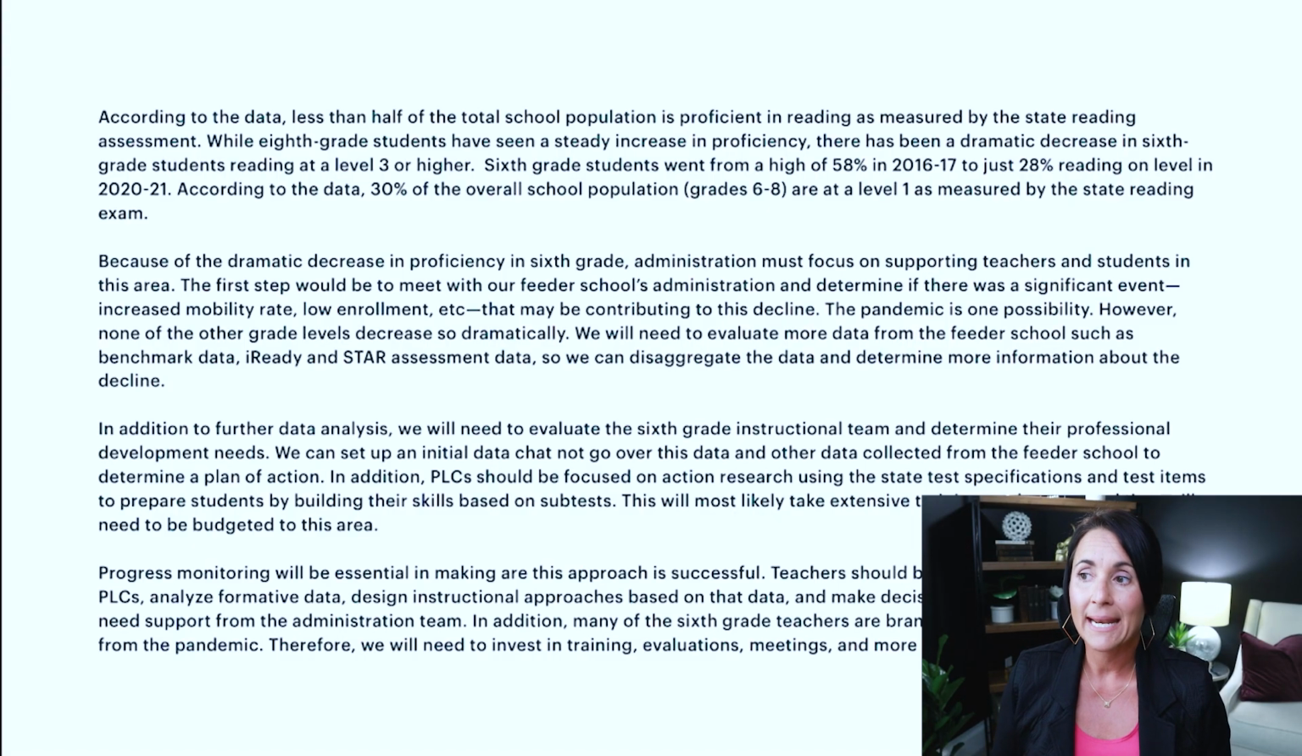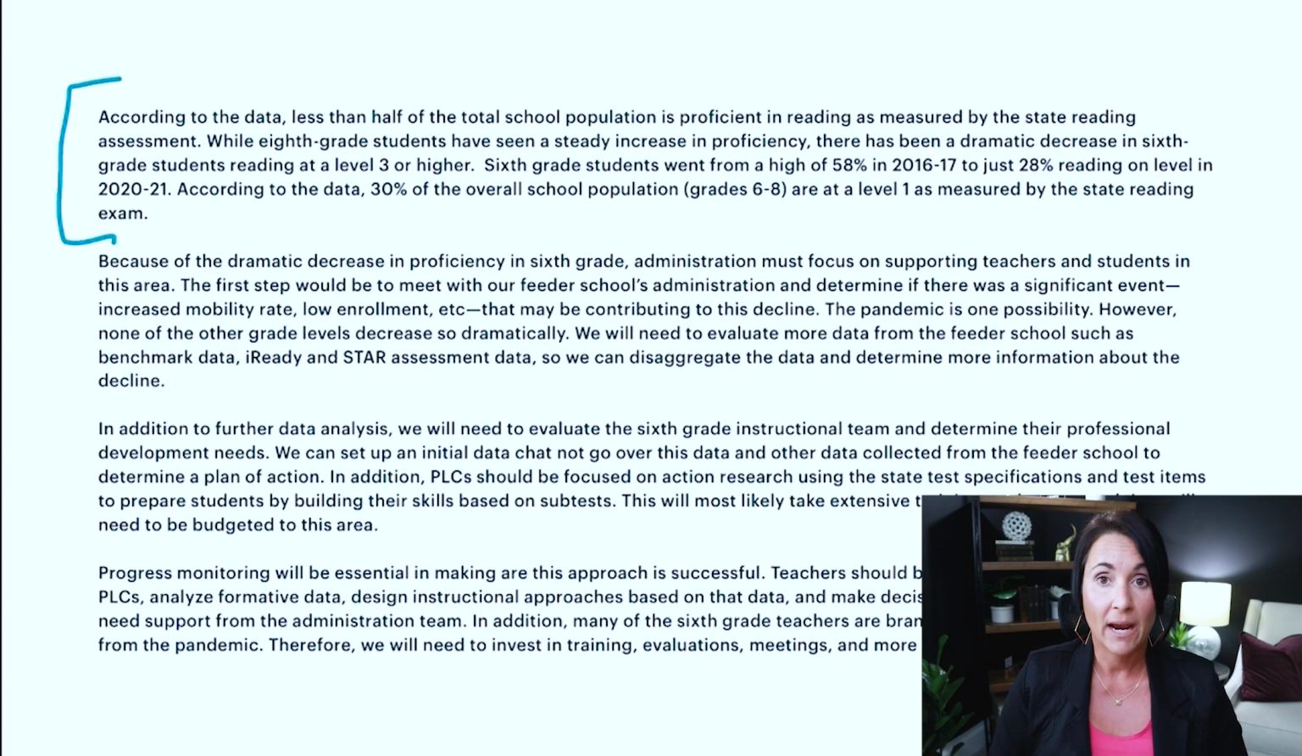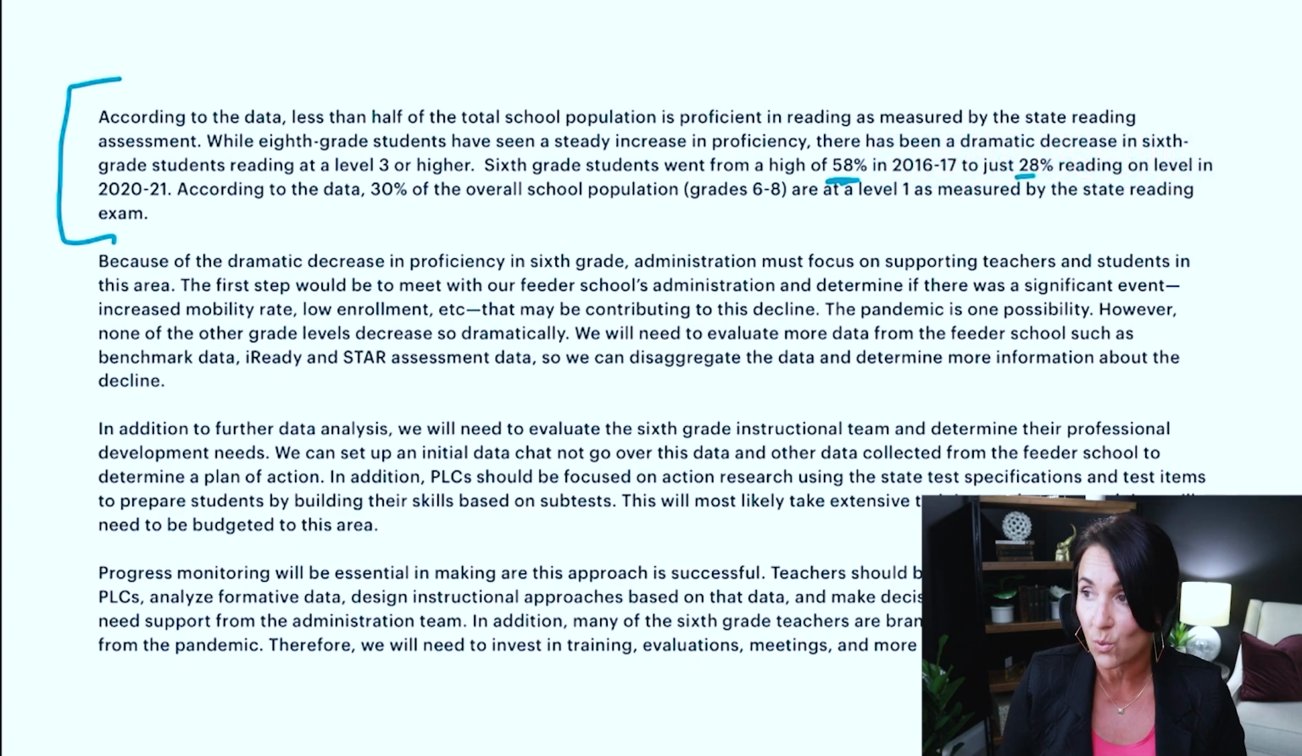So now we're going to take a look at my writing, and I'm going to just summarize this for you pretty quickly. I'm not going to read this to you out loud, but I jump right into the task. What was the first bullet? The first bullet was to summarize the data, and that makes for a great intro paragraph if you're trying to stay organized and you're trying to do the 3-paragraph or 4-paragraph essay. On most of these, it will ask you to summarize the data. So I go in there and I basically say, according to the data, less than half of the school is proficient in reading this past year. I talk about how 6th grade students went from 58% to a drop to just 28%.